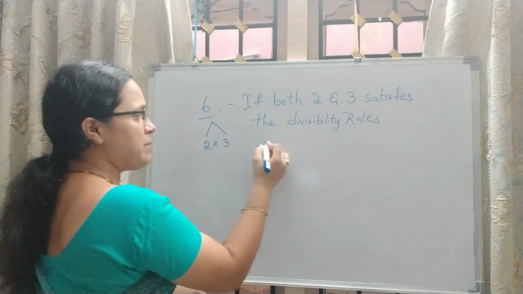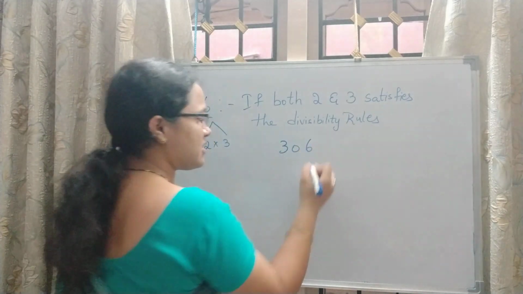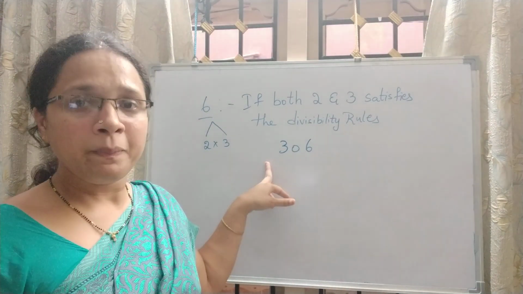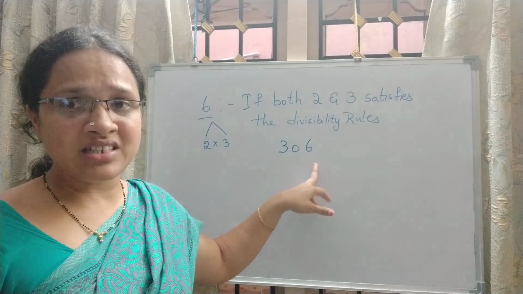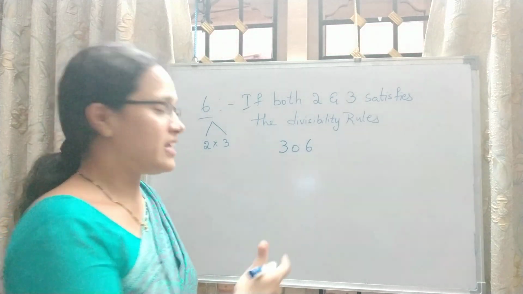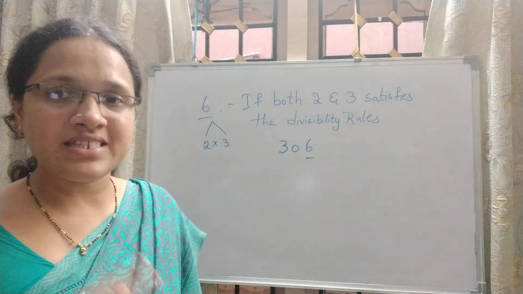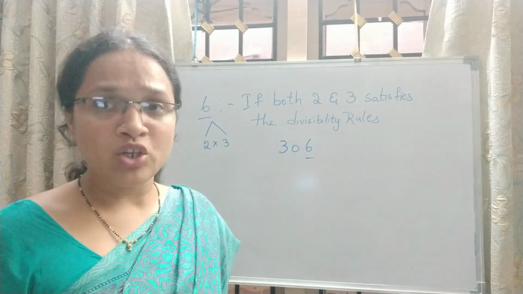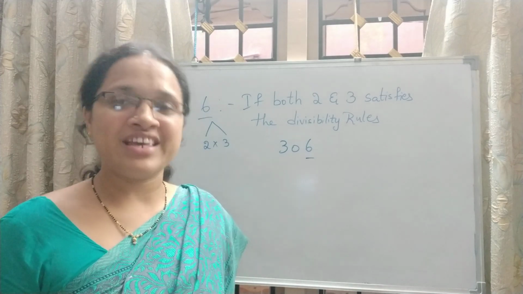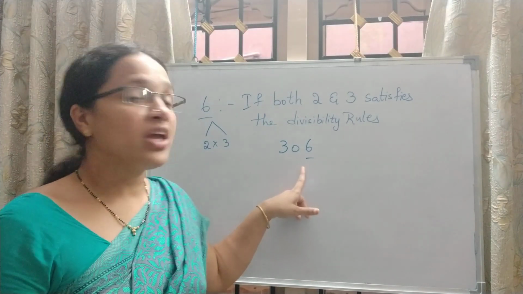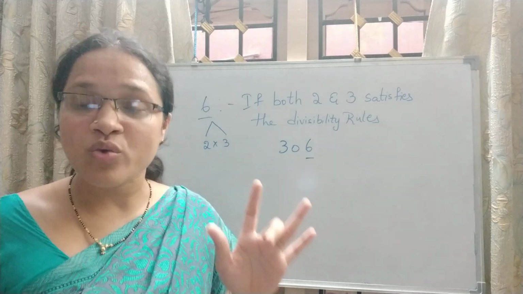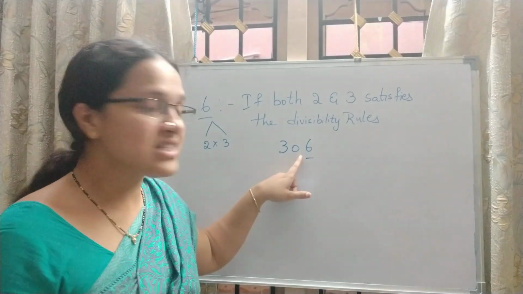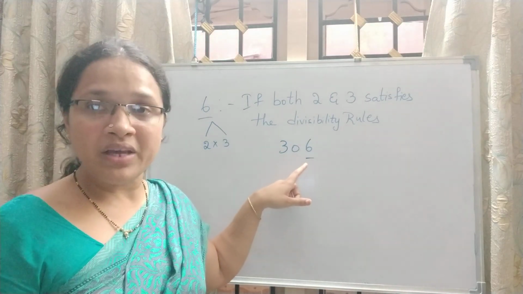Example: 306. I have taken a 3-digit number here. In this 3-digit number, what is the last digit? Yes, 6. Can you tell me, using your divisibility rule, is it divisible by 2? Yes, it is divisible, because among those 5 numbers, 2, 4, 6, 8 and 0, 6 is one of them, which should be in the ones place.